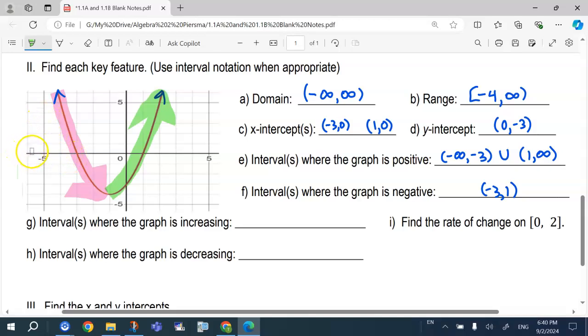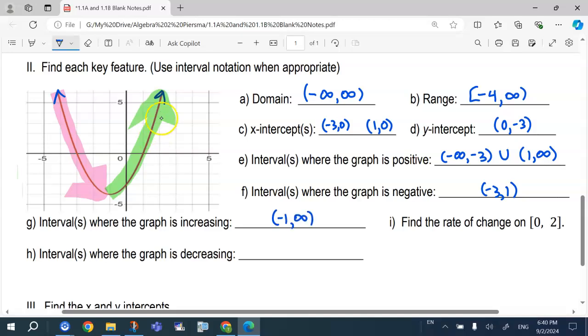So from -infinity to -1, we are decreasing. And then from -1 to +infinity, we are increasing. We are going up. So again, you think of it going from left to right. So we are increasing here on the green one. So that would be from -1 all the way to +infinity.